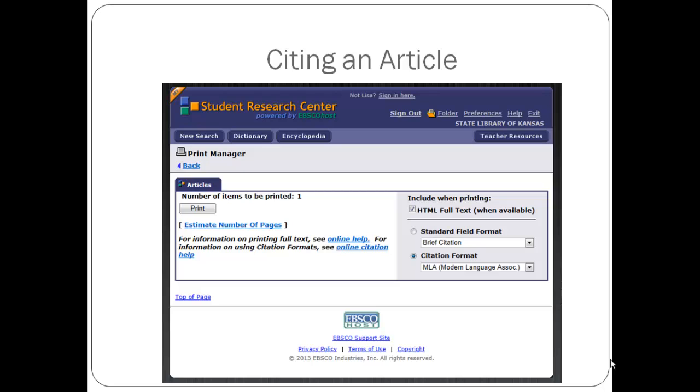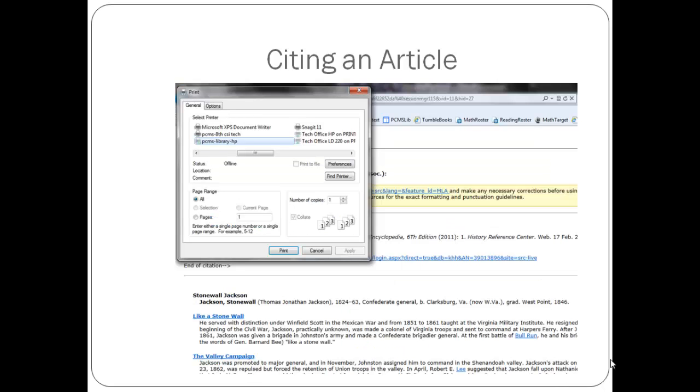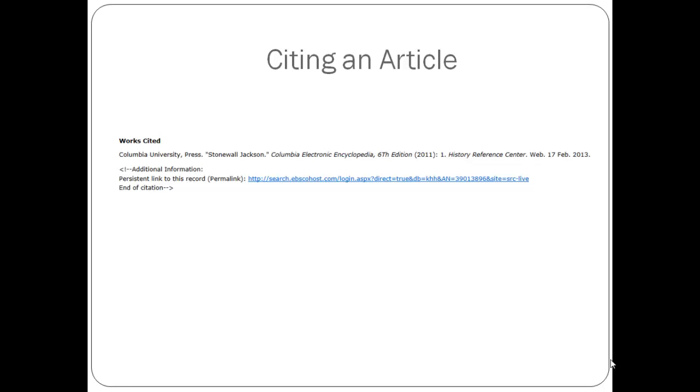Once the dialog box appears, click Print again. The final dialog box allows you to select a printer. Click Cancel, and behind this you will see your full citation in MLA style. The citation you see will appear in the exact format you will need for the Works Cited page.